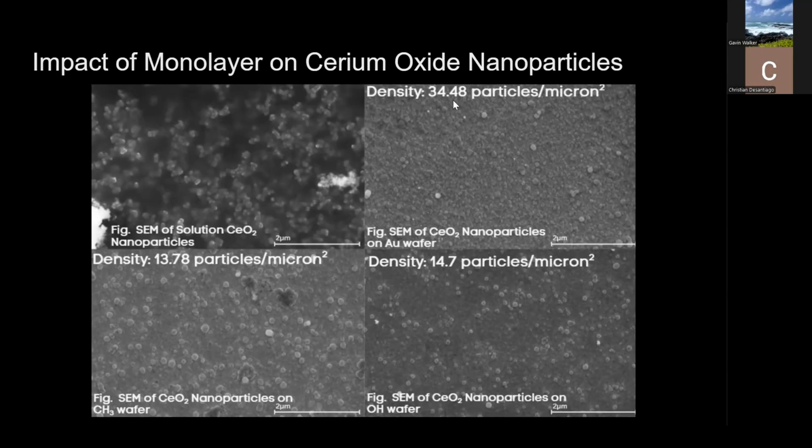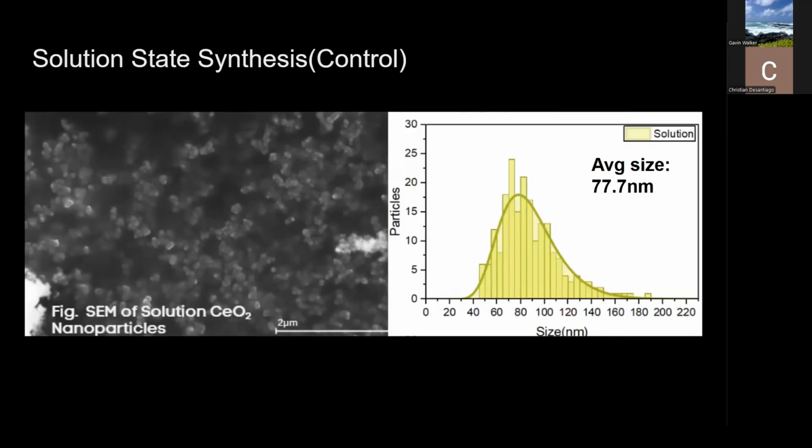After synthesis, we use SEM to examine how the self-assembled monolayers influence cerium oxide morphology, particle density, and size distribution. So cerium oxide synthesized in solution without a substrate produced particles averaging about 77.7 nanometers, with a relatively broad size distribution, reflecting homogeneous nucleation occurring only in the bulk solution.